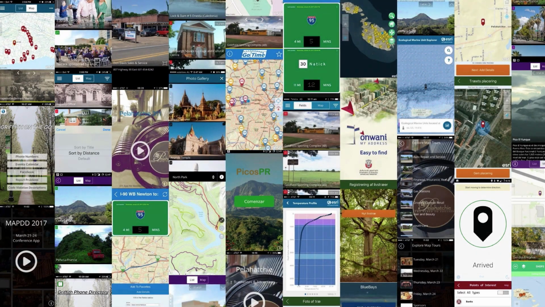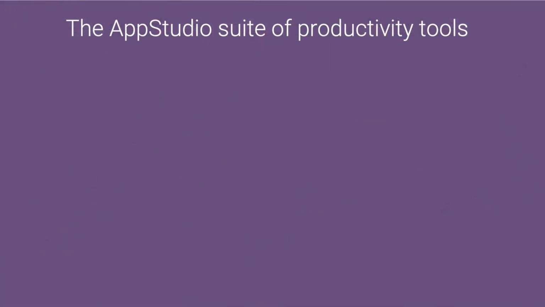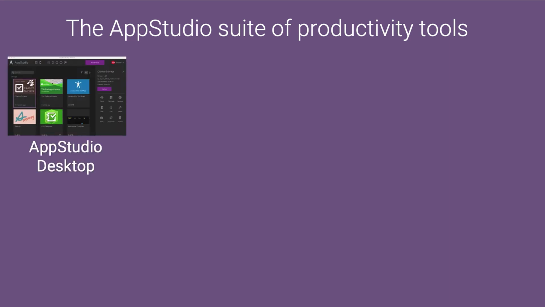These are just a few of the examples of apps that can be created with AppStudio for ArcGIS. You might be wondering what comes with AppStudio for ArcGIS. Because AppStudio is not a single application, but a suite of productivity tools for creating native apps. First, we have AppStudio Desktop. This is the primary application for managing and creating your apps. It allows you to create new apps, access samples, templates, layouts, as well as configure some of the settings for your apps.